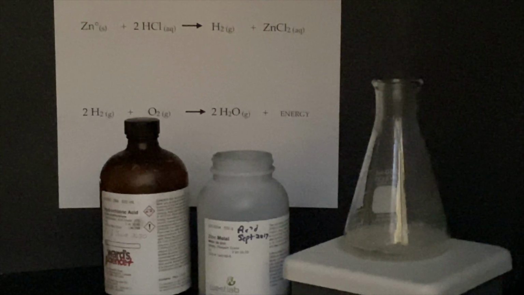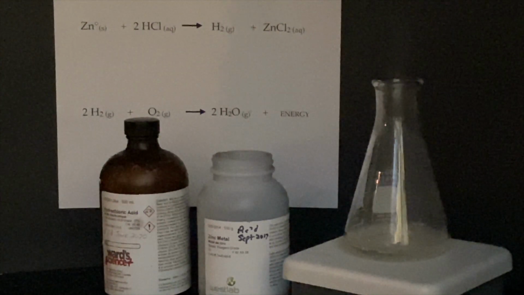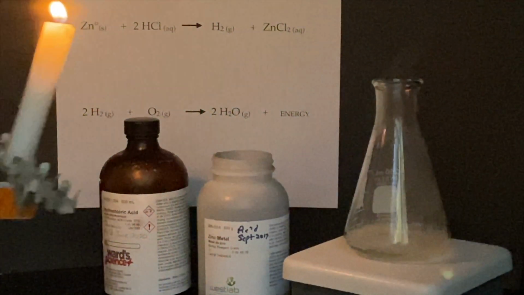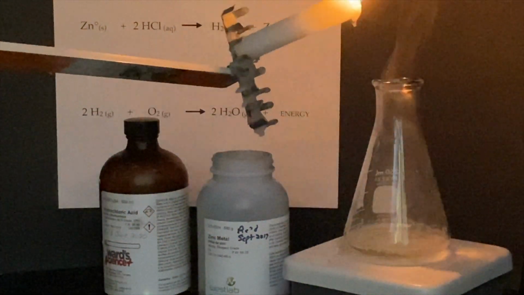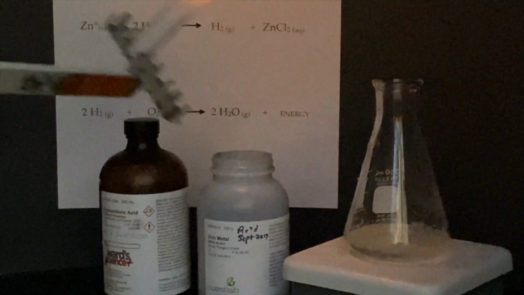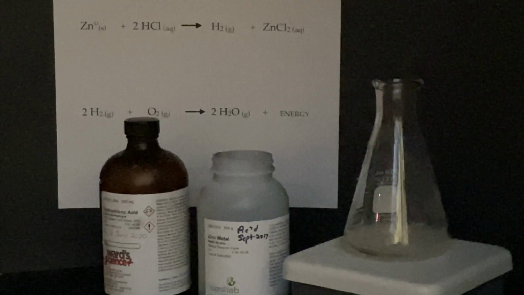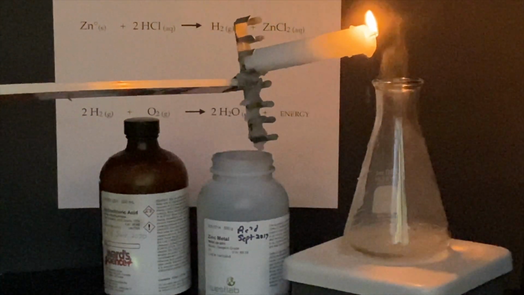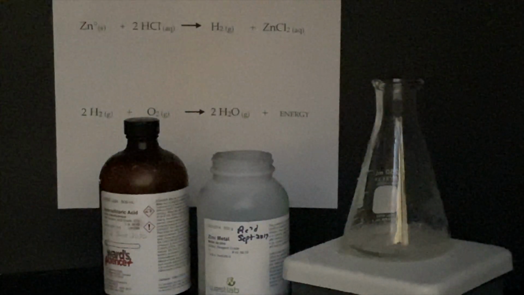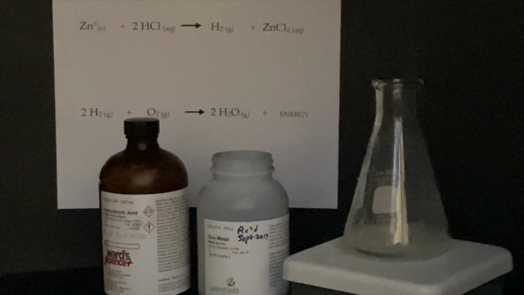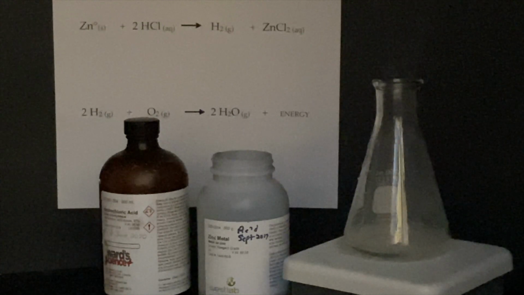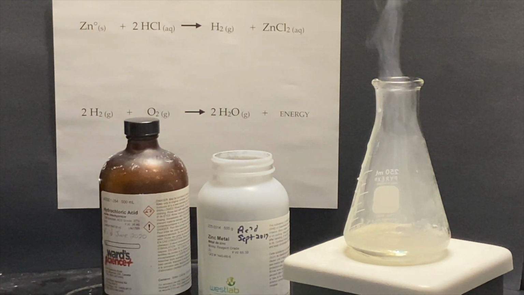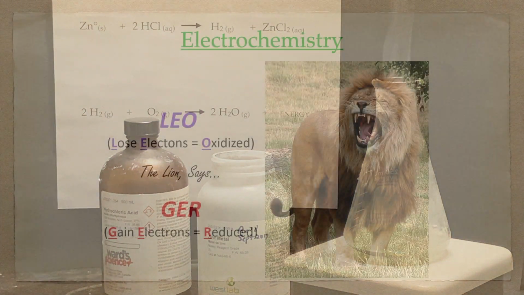In this example, I'm using 12 molar hydrochloric acid with metallic zinc to produce both zinc ions and hydrogen gas. The proof that there's hydrogen gas is when I go to light it with a candle and we get that characteristic pop and a little flame. Hydrogen is now being burned by molecular oxygen to produce water vapor. This is an example of a redox reaction.